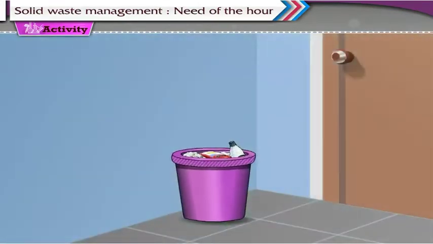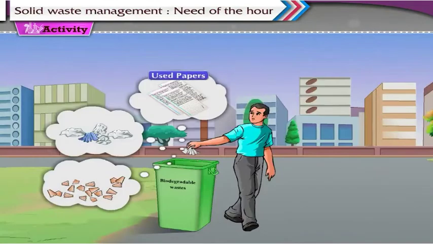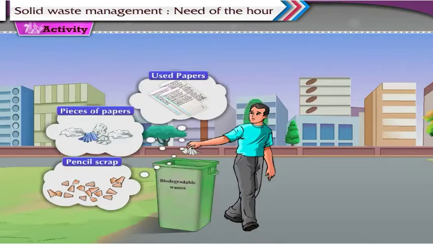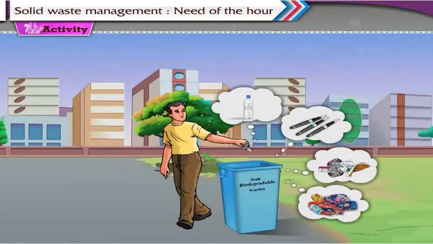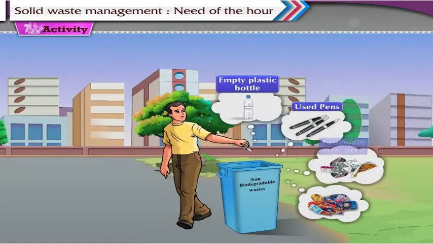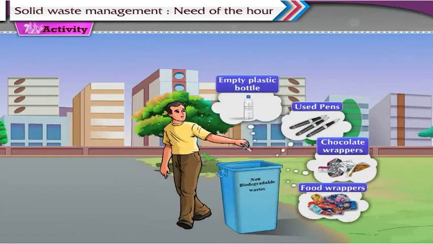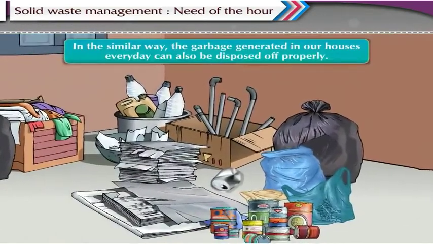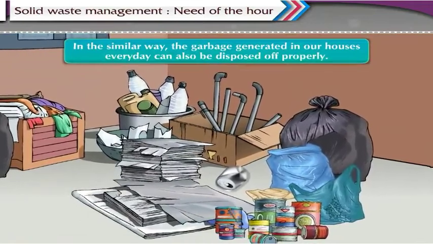As the quantity of garbage in the dustbin is less, the best way to dispose this garbage is to dump waste materials like used papers, pieces of papers, and pencil scrap in the green-colored trash bin, and waste materials like empty plastic bottle, used pens, chocolate wrappers, and other food wrappers can be dumped in the blue-colored trash bin. In the similar way, the garbage generated in our houses every day can also be disposed of properly.